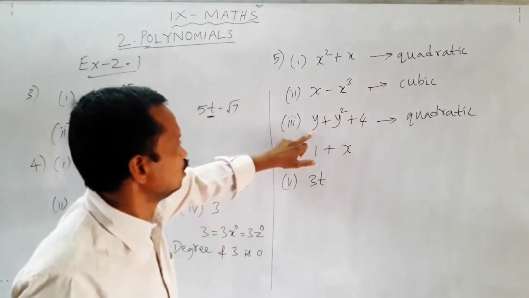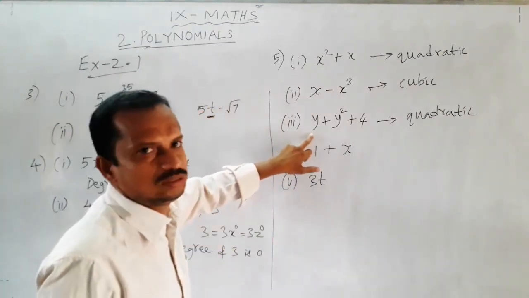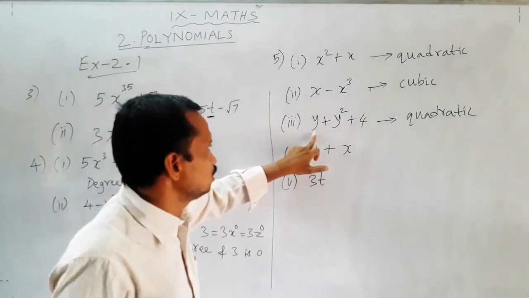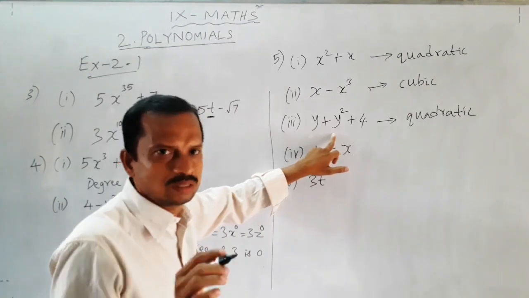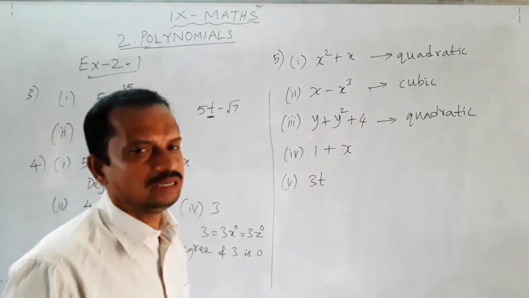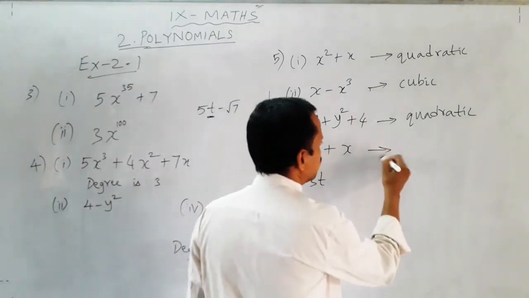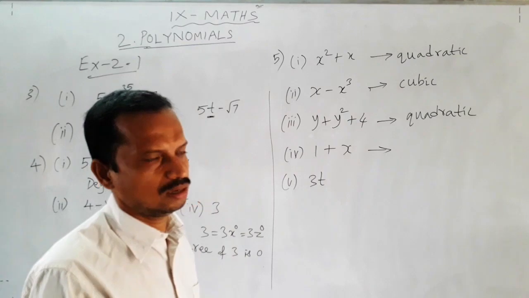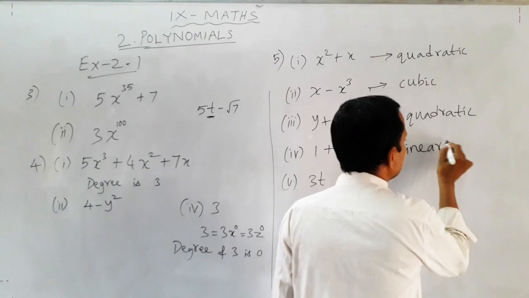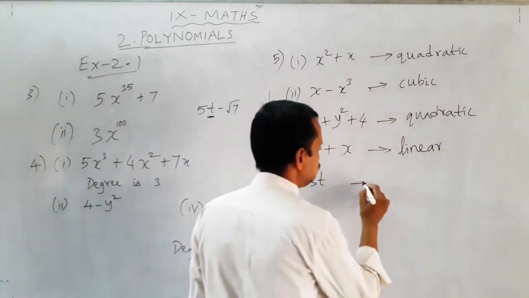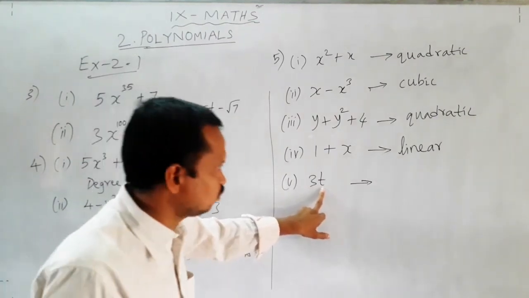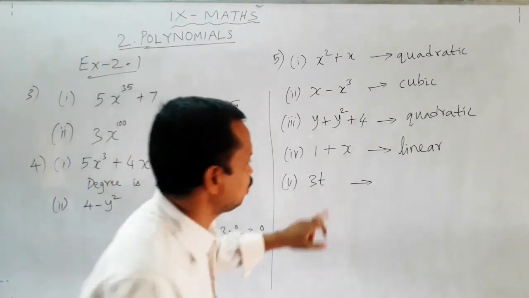We don't point out only the first term alone. You have to see all the terms and where the highest power is, that is the degree. So here the second term is y square, so degree 2, therefore quadratic. And here 1 plus x. So x is a variable whose degree is 1, therefore linear polynomial. And this one, 3t, t is the variable whose degree is 1, therefore this is also a linear polynomial.